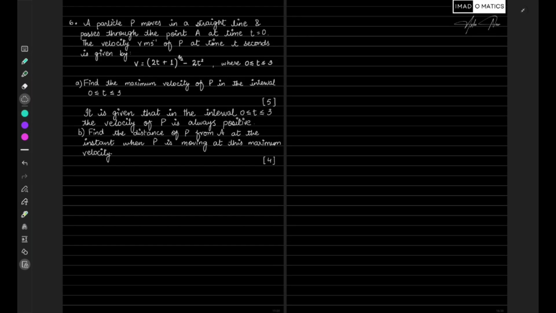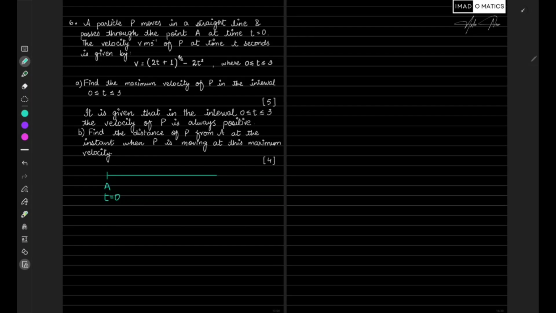Code 9709, variant 42, May June 2025. So let's begin. A particle P moves in a straight line. So let's visually understand this. A particle P, let's suppose, is moving in this straight line and passes through the point A. It passes through this point at time t equals 0.